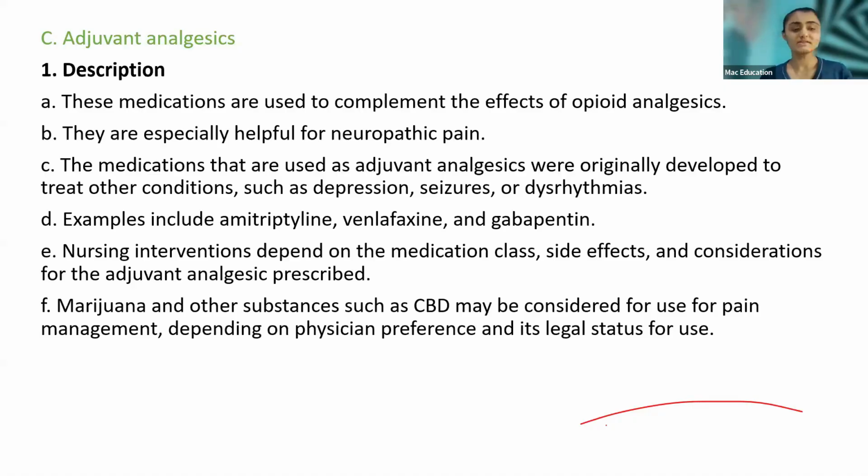What are adjuvant analgesics? Yes, these are some medications which are used to increase the effect of opioid analgesics. The examples are amitriptyline, venlafaxine, gabapentin. Originally they were meant for conditions like depression, seizures and dysrhythmias, but it was identified that these medications can also be used with opioid analgesics to increase their effect. So nursing consideration will depend on the type of medication that we are using along with opioid analgesics.